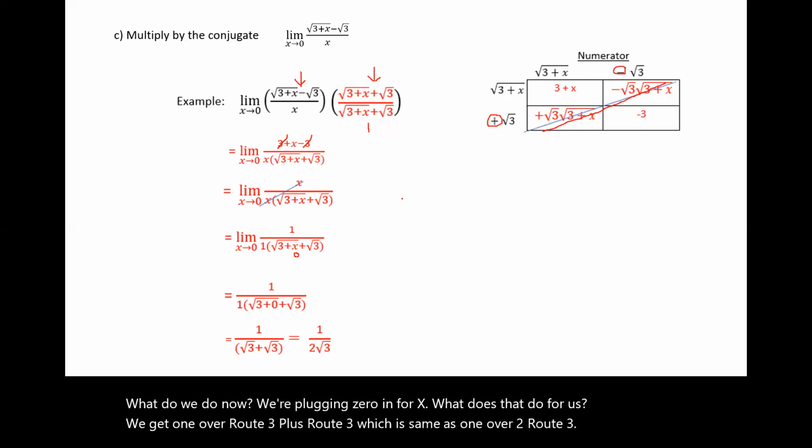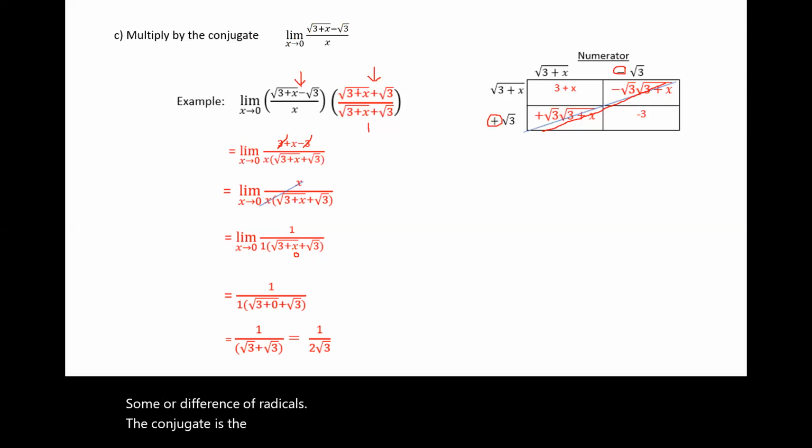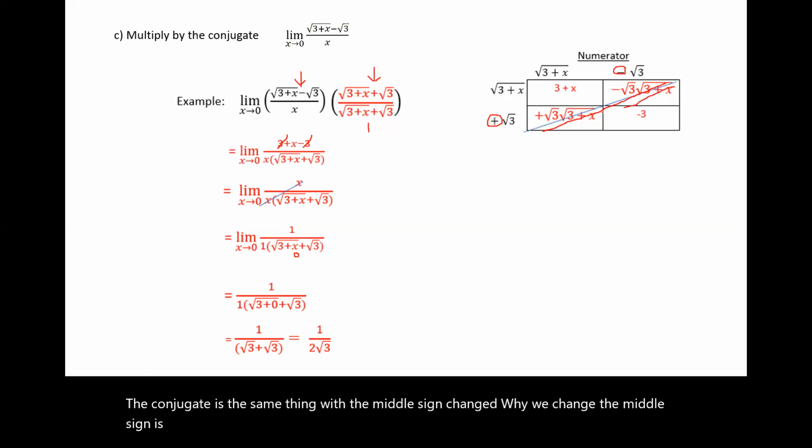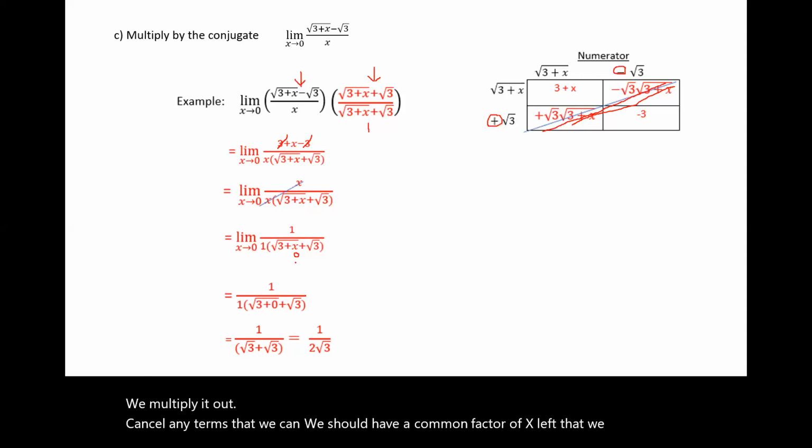So let's just look at this again, because this is the first time we've done this. You multiply by a conjugate when you see a sum or difference of radicals. The conjugate is the same thing with the middle sign changed. Why we change the middle sign is so that this term can get eliminated. We multiply it out, cancel any terms that we can. We should have a common factor of x left that we eliminate. Then you plug in your limit and get your answer.